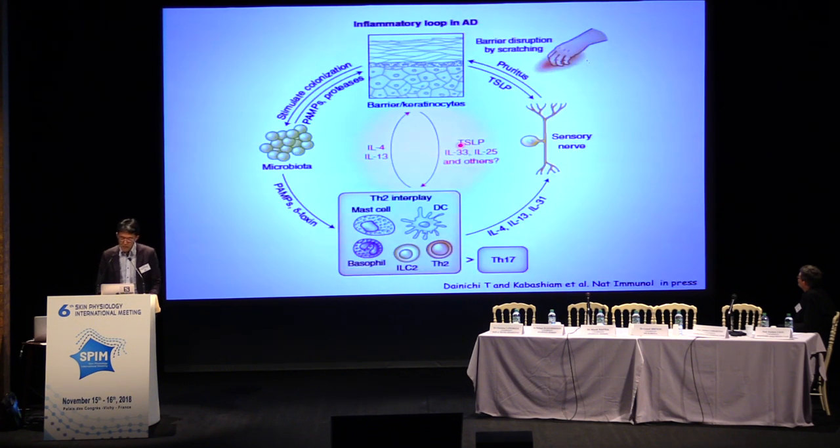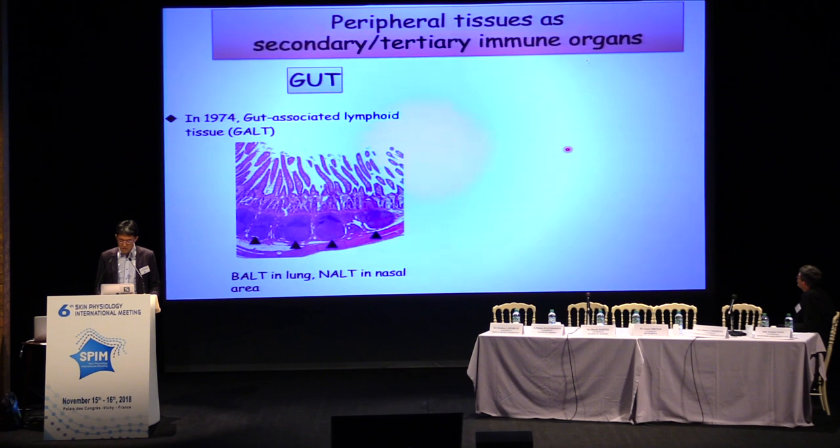So my message from this experiment is that immune cells produce IL-31, which acts on peripheral nerves to induce eczematous conditions of the skin. So interaction between immune cells and peripheral nerves may be important for the development of atopic dermatitis. And I would like to move on to the second topic, which is a possible role of skin as a peripheral tertiary immune organ.